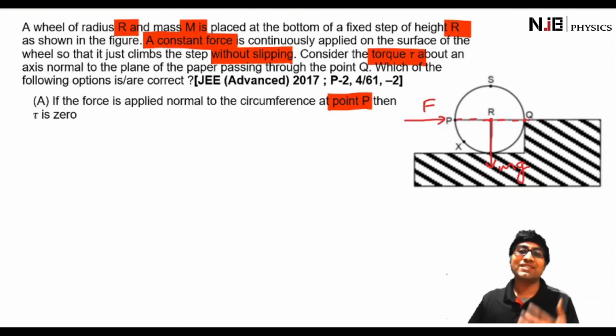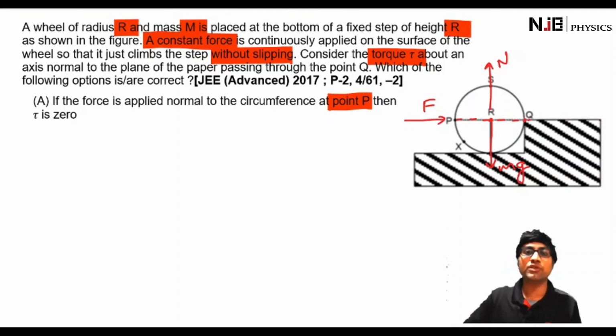So you can see that the torque of gravity is going to be balanced by the torque of normal reaction of the floor. So if you look at the net torque in this situation, then the net torque is going to be 0, and therefore this option A is absolutely correct.